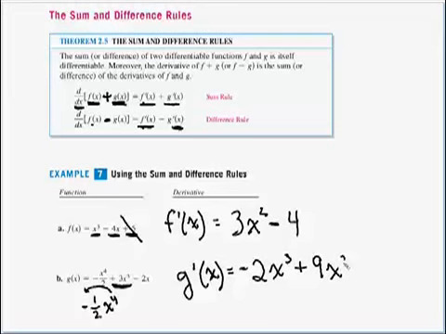Fix that up a little bit there. And our last term, minus, the derivative of 2x is just 2. That was 2x to the first, it becomes 2x to the 0. And anything to the 0 power is 1. So there is our derivative for part B.